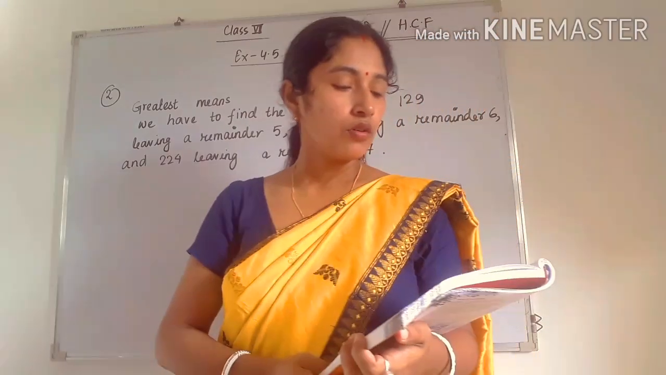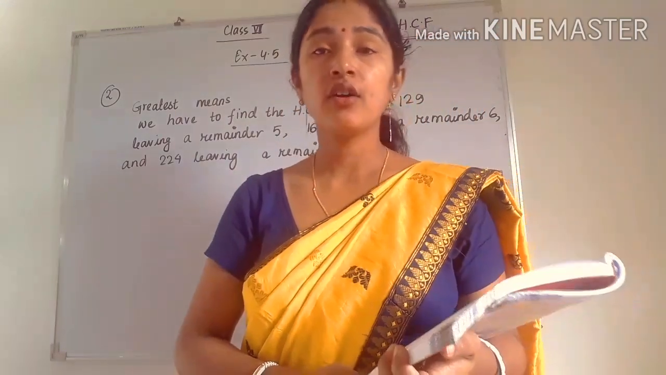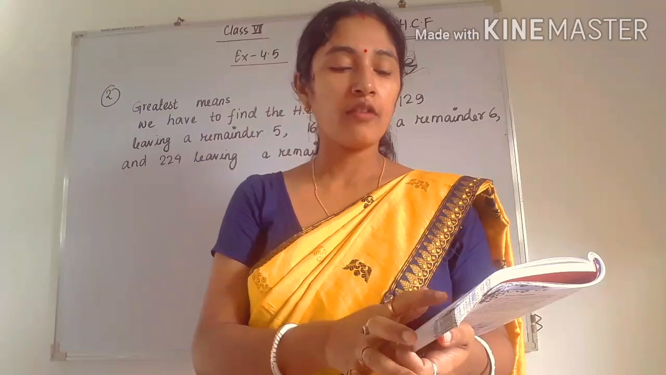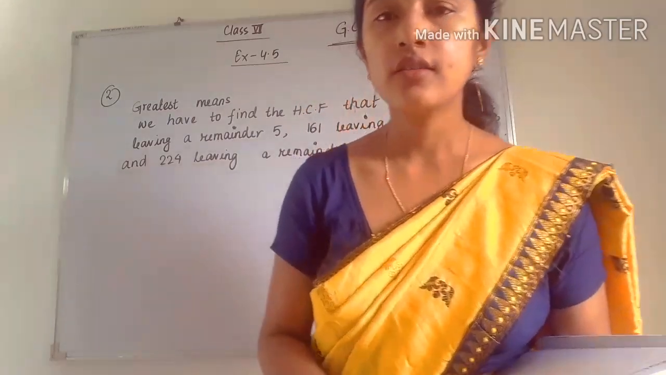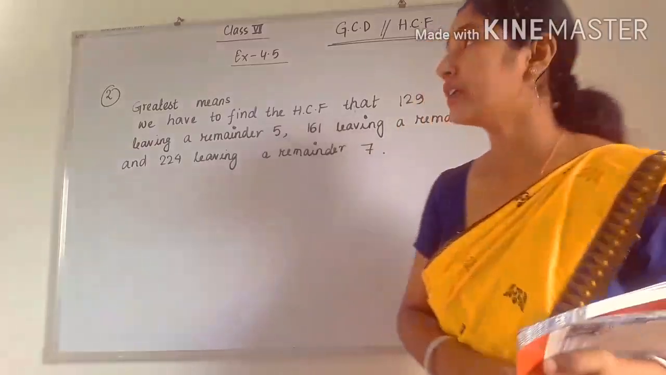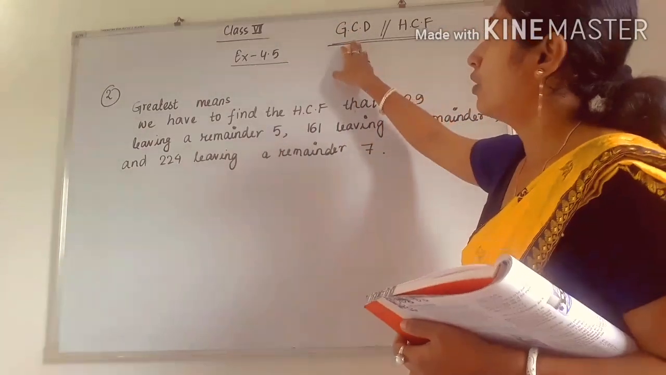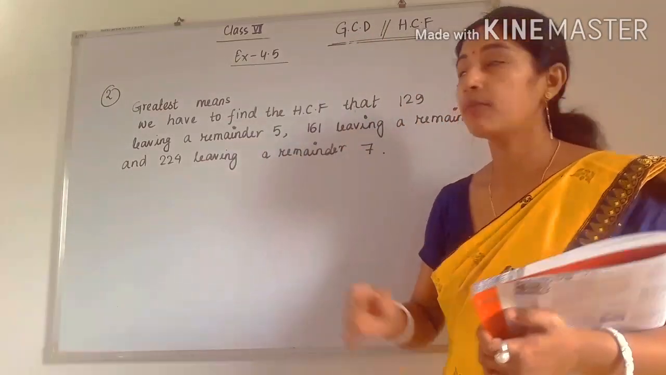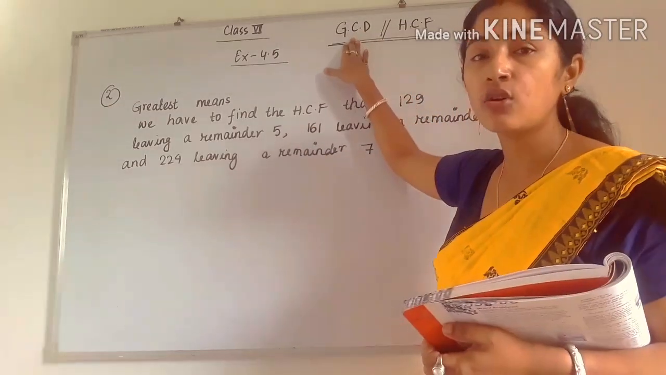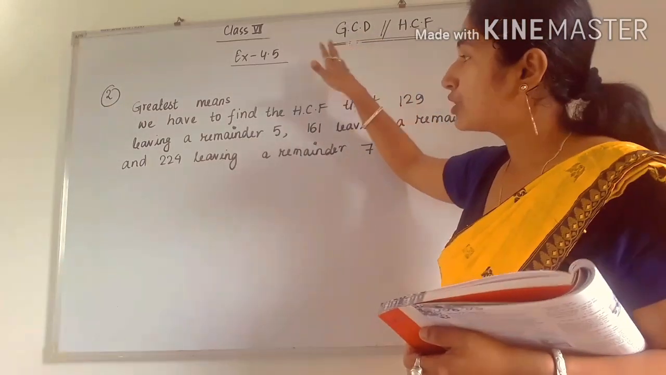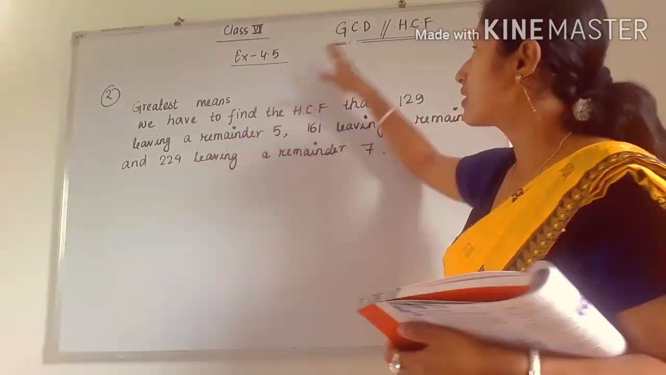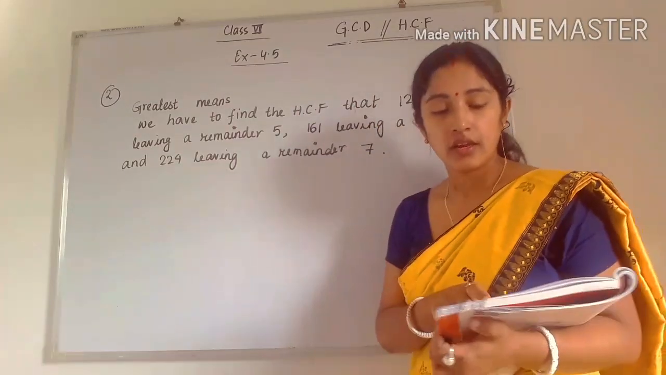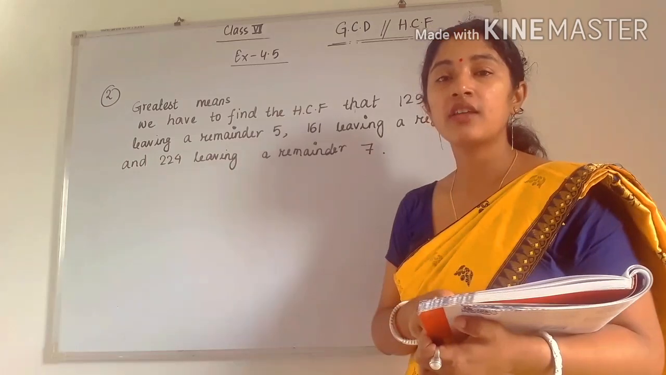In question number 2 we have to find the greatest number that will divide 129, 161 and 224, leaving a remainder 5, 6 and 7. Greatest number we have to find, so greatest common divisor, GCD. It is already written in the book. HCF and GCD are both the same. The full form of GCD is greatest common divisor. So it is the highest common factor which divides these three numbers, leaving a remainder 5, 6, 7 respectively.